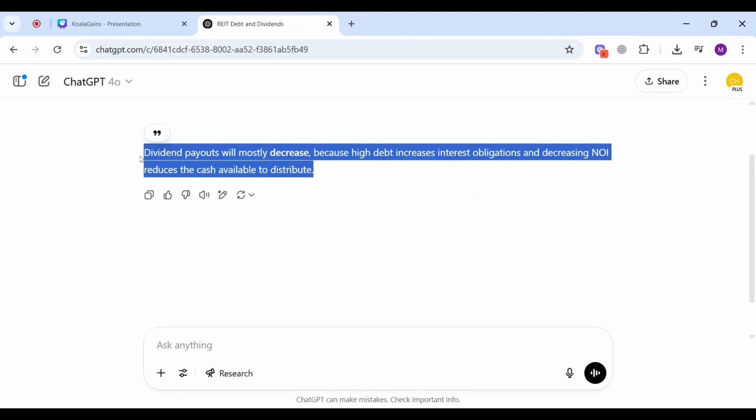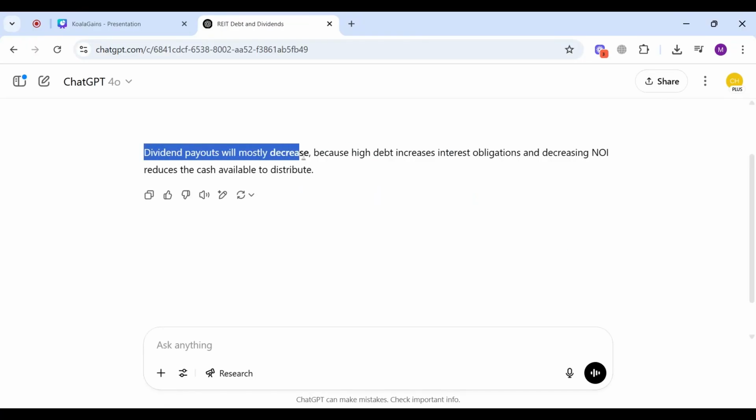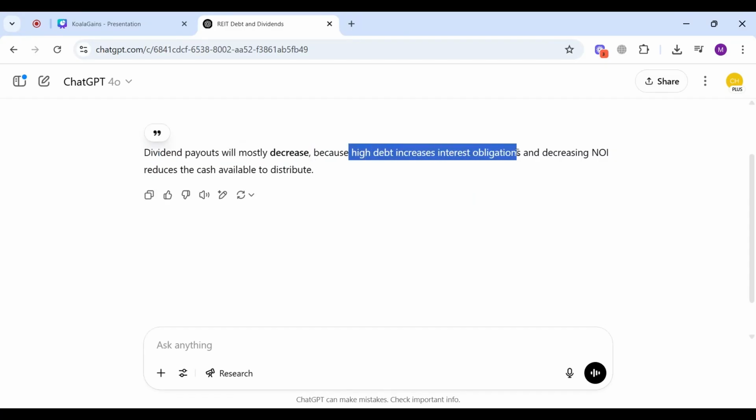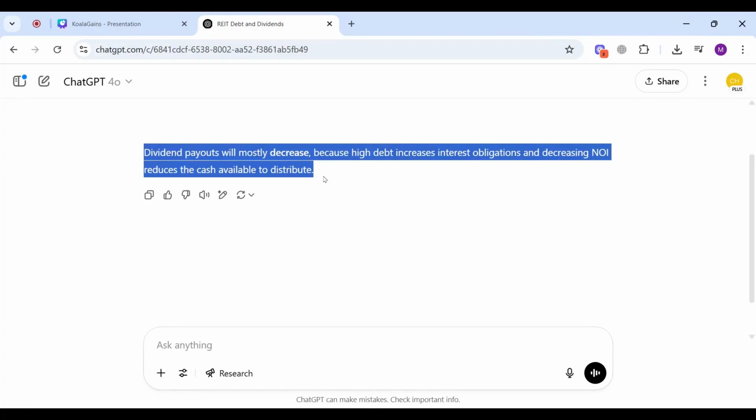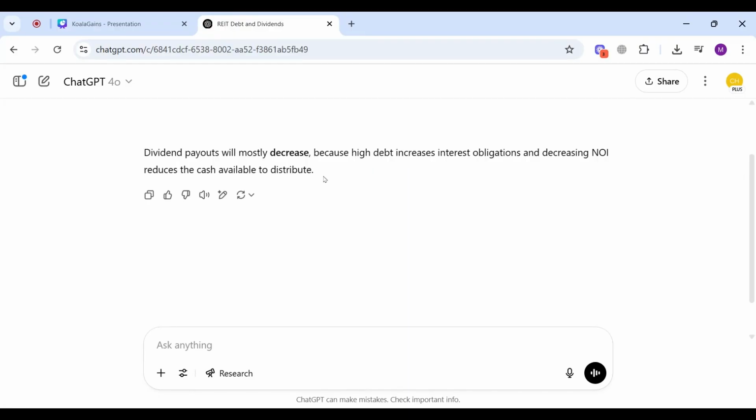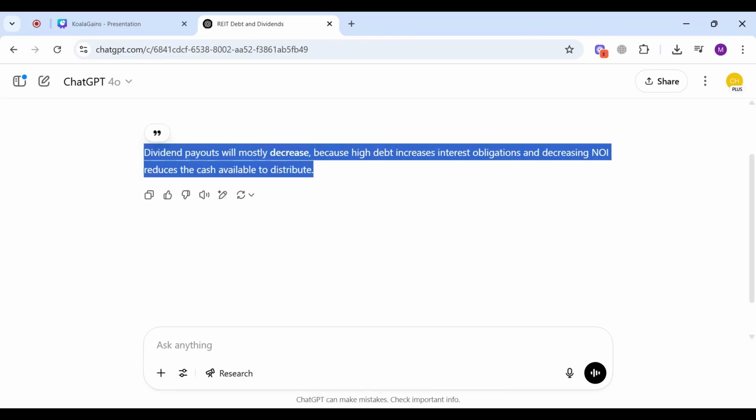Okay, it says dividend payouts will mostly decrease because higher debt means more interest obligations, and lower net operating income reduces the cash available to distribute. But there can be other scenarios where the dividend might increase. It can happen if the company takes on high debt just to maintain its dividend payout ratio. That means dividends stay the same and don't decrease. And there can be other scenarios where the company has kept cash aside only for situations where the net operating income might reduce and they can't sustain dividends, so as a cushion they have already got cash with them. So let's ask again and see what the answer is this time.